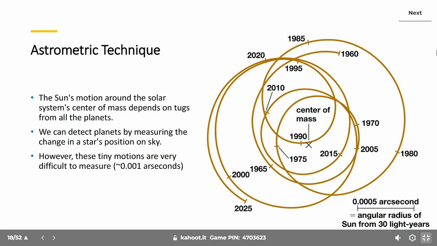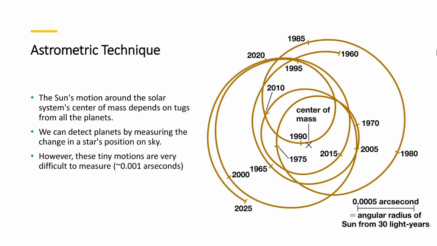Not everything is oriented in such a way that the star is moving towards you or away from you, but you can still use the motion of the star orbiting around the center of mass to try to detect the presence of an exoplanet. So this is the astrometric technique, and this is basically tracking the position of a star over the course of, in this case, 30 or 50 years, 60 years, to see if it's moving at all.